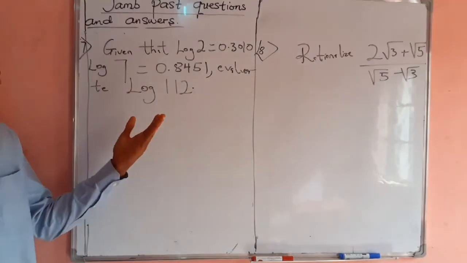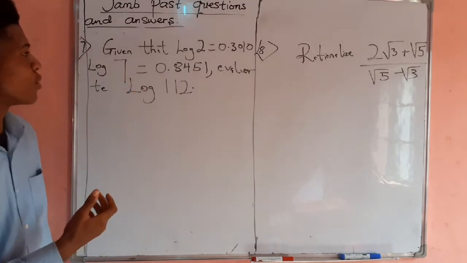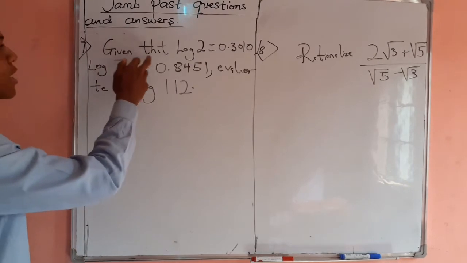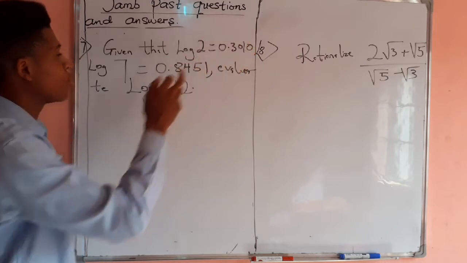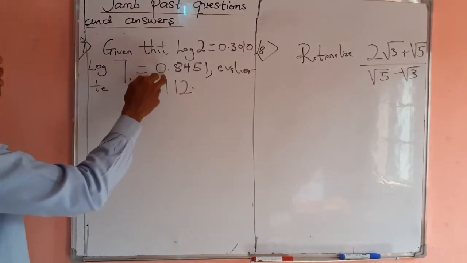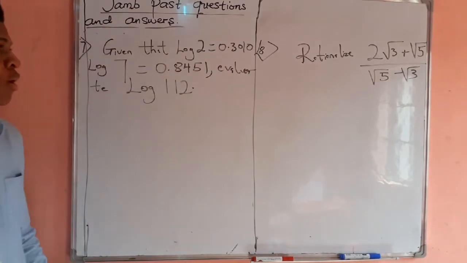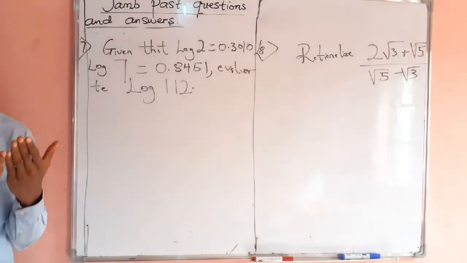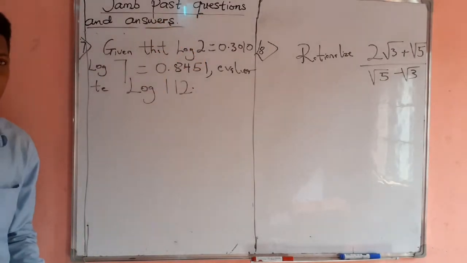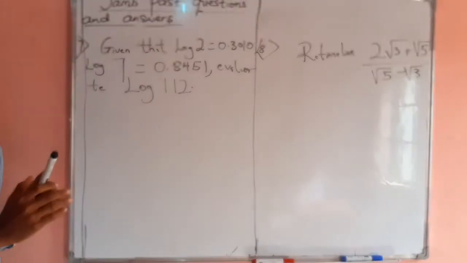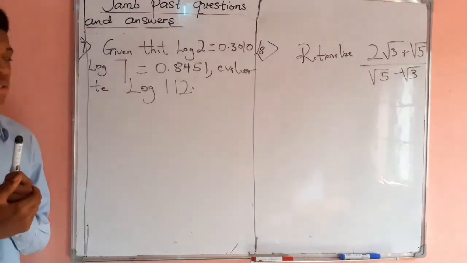Let's move over to the next question. Number 7. Number 7 is all about logarithm. So we'll be solving logarithm. Given that log 2 is equals to 0.3010, log 7 is equals to 0.8451, evaluate log 112. Of course, I know the first thing that will come to most of your minds is that we have to use calculator or have to check the logarithm table. No, it is not in that way at all. What we are going to be doing will be very simple, and I hope you understand it.